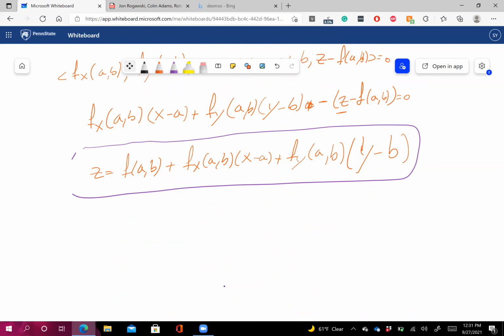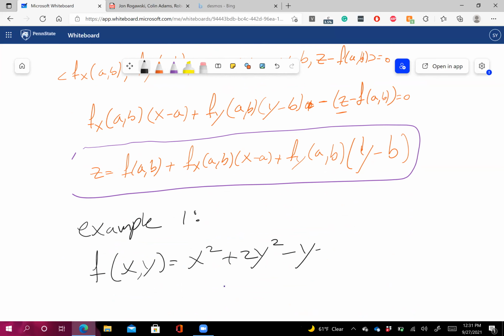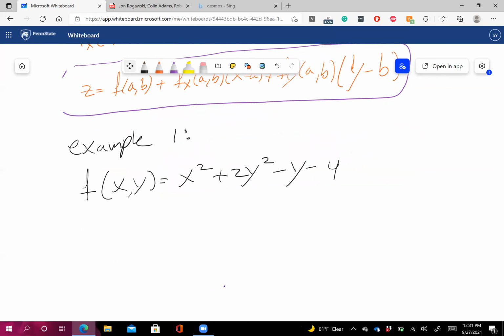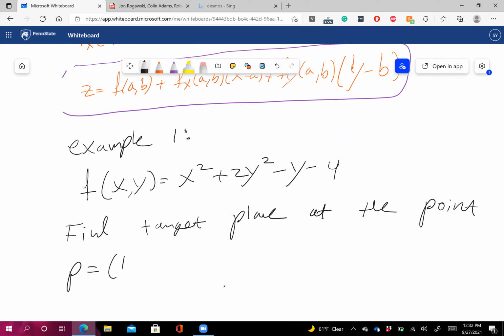Okay, so let's do an example. So if you have the function f of (x, y) is equal to x squared plus 2y squared minus y minus 4, find the tangent plane at the point P is equal to (1, 2, f of (1, 2)).